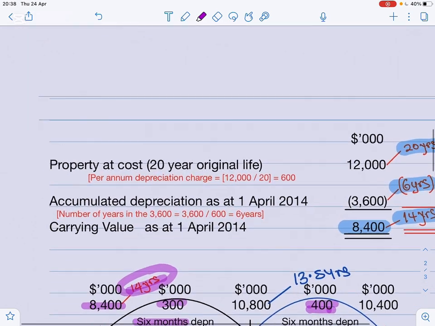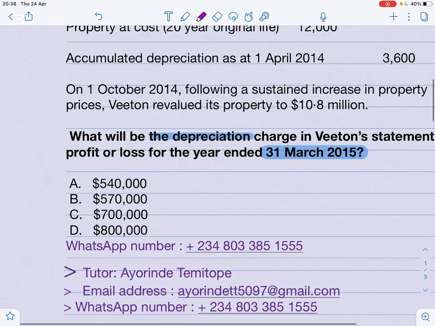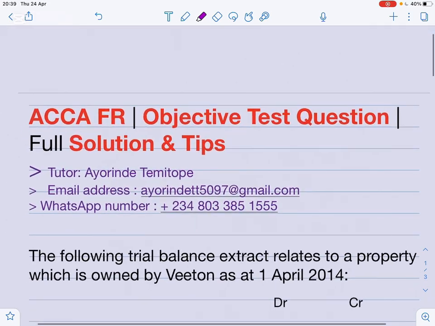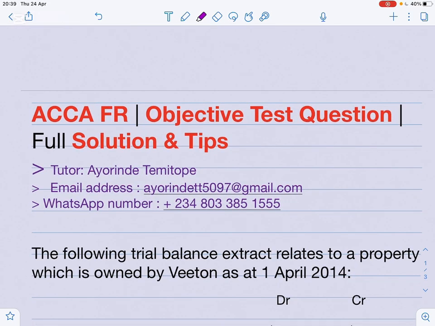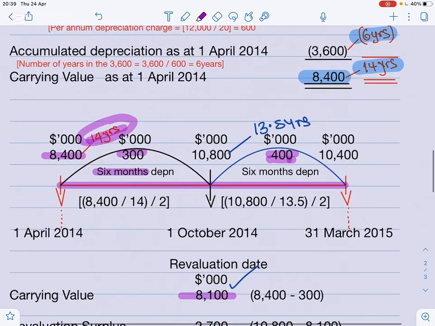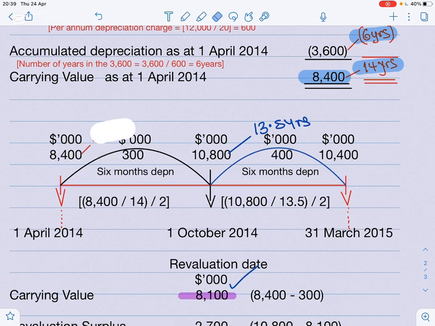Okay, so the original question is asking us for the depreciation for the year. So if we go back to the options, you pick option C that says $700,000. So that's going to be the answer. But I just want us to do more than this, because you step into the exam room now. The examiner might not ask you for the current year depreciation charge. Instead, the examiner could ask you to determine the amount of revaluation surplus upon revaluation.